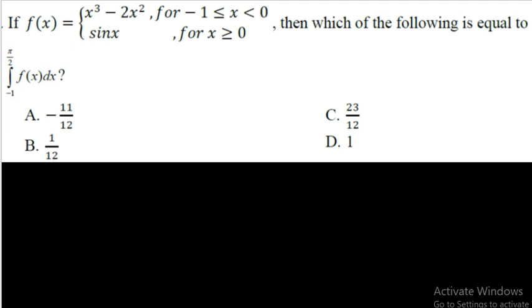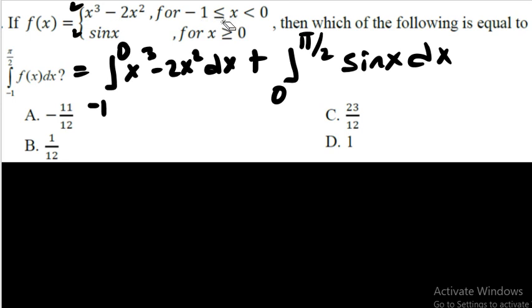From negative 1 to pi over 2 means the interval from negative 1 until 0, we're going to use the first function. From 0 to pi over 2, the second function. That means it is the same as the integral from negative 1 until 0 of the first function, x cubed minus 2x squared dx, because the function below 0 is x cubed minus 2x squared as given. Then after 0, plus the integral from 0 to pi over 2 of the second function, which is sine x dx.